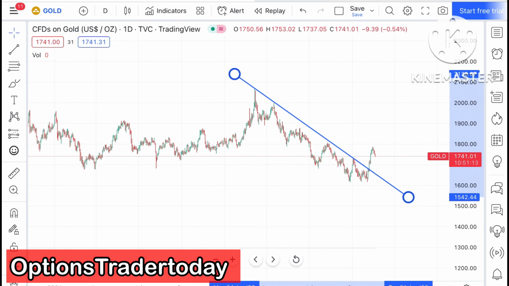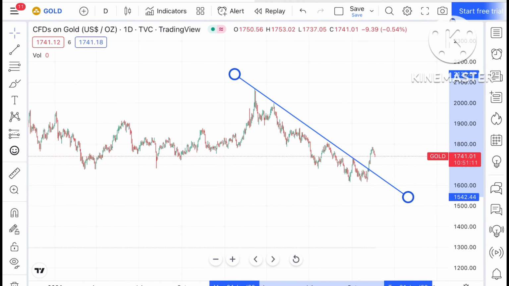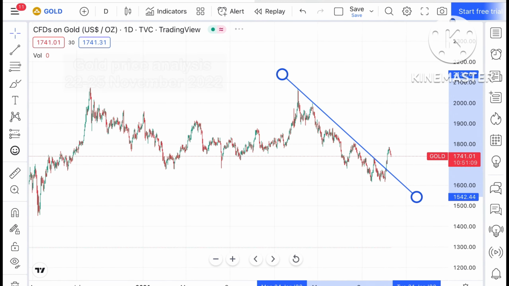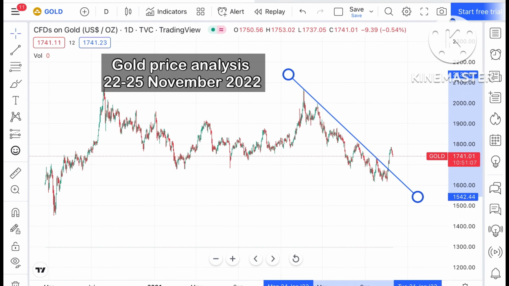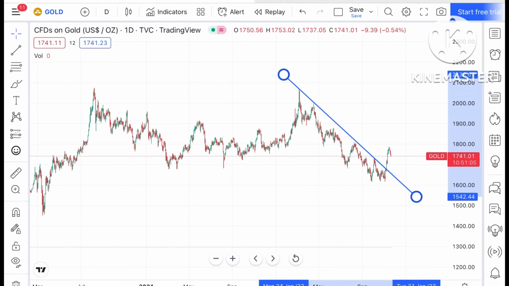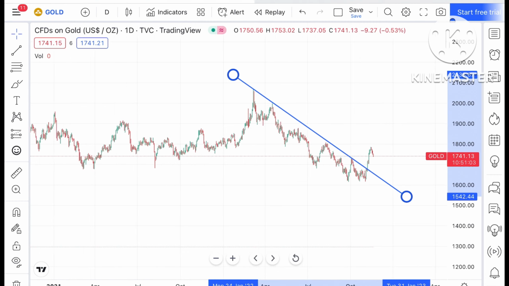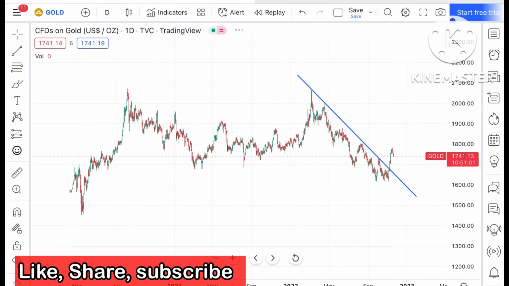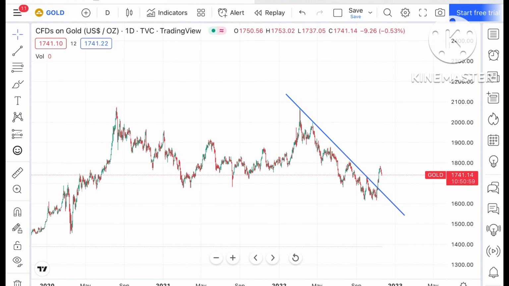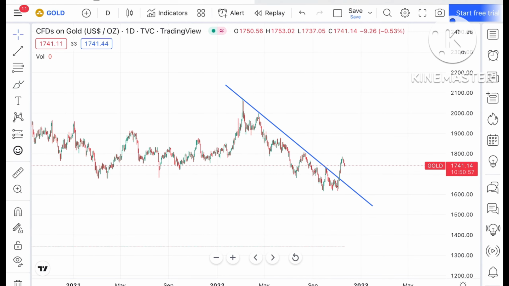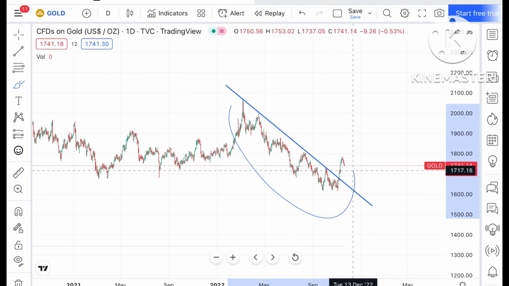Today I will tell you how the price of gold has moved in the last 2 days and how the price of gold can move in the next 2 days. If you look at the chart of gold, after making this particular high at this zone, we have seen it was continuously moving downside, as you can see in this particular zone.